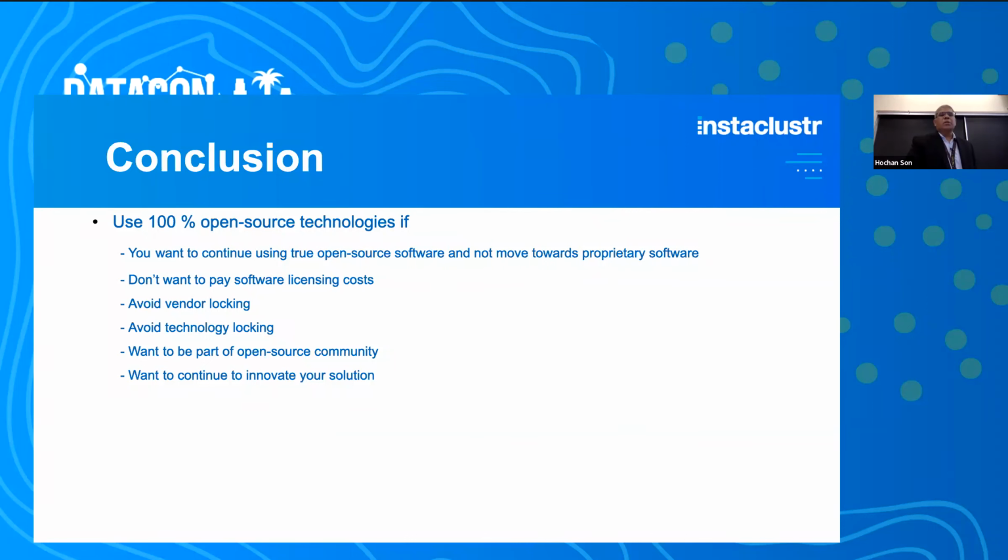So in conclusion, use open source if you want to use 100% open source technology. If you don't want to pay software licensing cost, if you want to avoid vendor locking and technology locking, if you want to be part of the open source community, and if you want to continue to innovate your solution without depending on a third party's timeline, then you use open source.